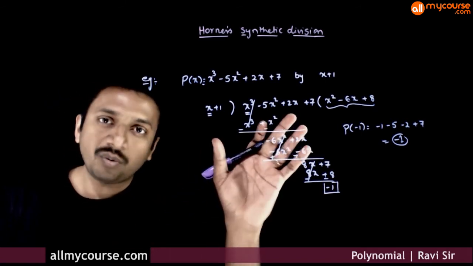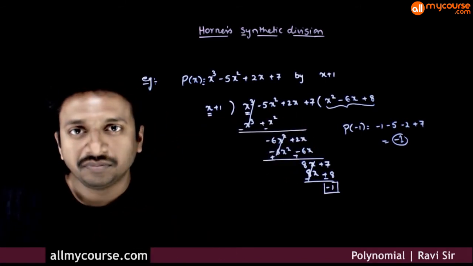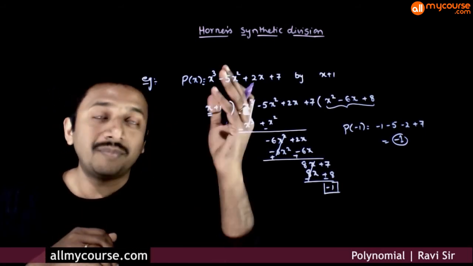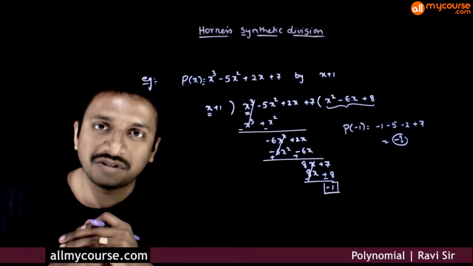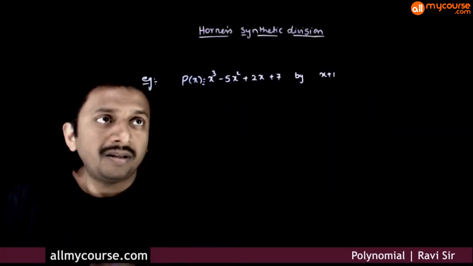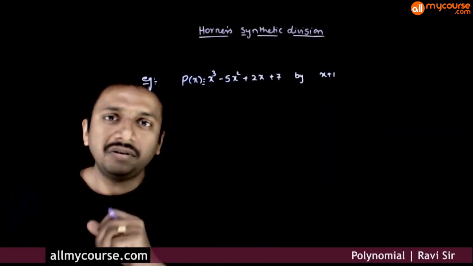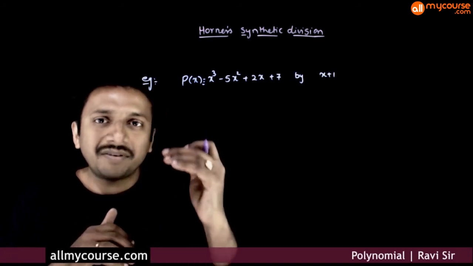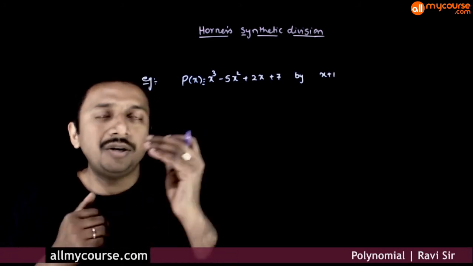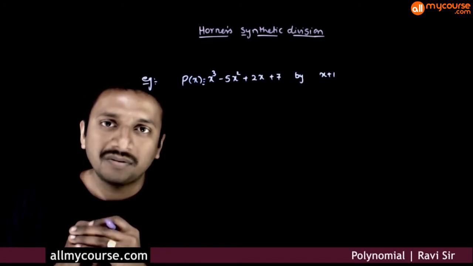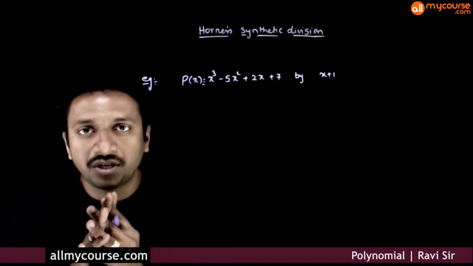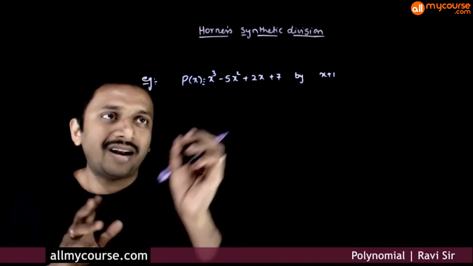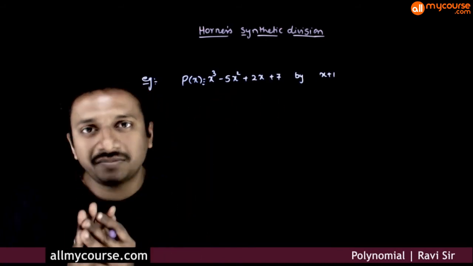Now this is the way in which you do the general division. Now there is an easy way to do this, and the method is called Horner's synthetic division. So now let us try to do this division using Horner's synthetic division. There are several levels of simplifications that you can do in Horner's synthetic division. The first type of simplification that we do is by avoiding writing the coefficients of x's.